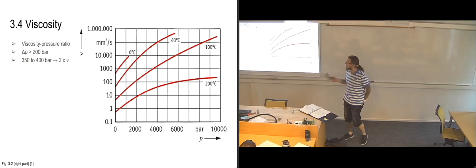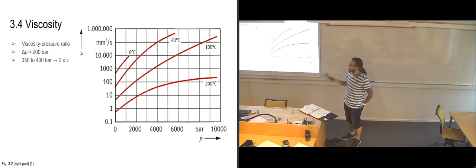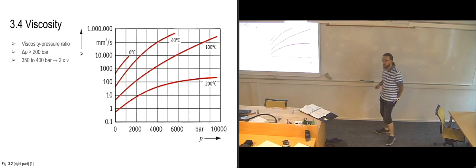So that's when you can end up getting these curves which we're seeing here. So basically, if you end up at a pressure difference of 350 to 400 bars, you can basically assume that your viscosity is going to be doubled. That's sort of a rule of thumb that you can keep in mind there.